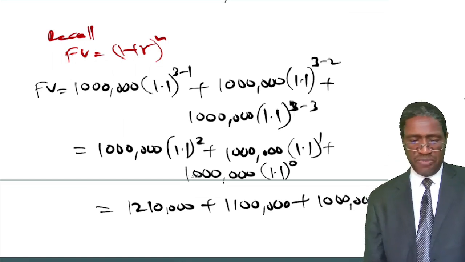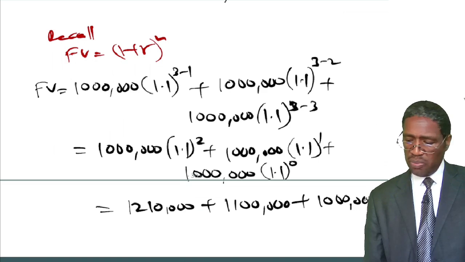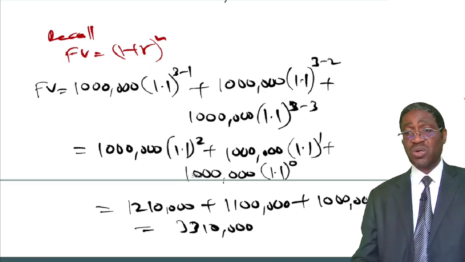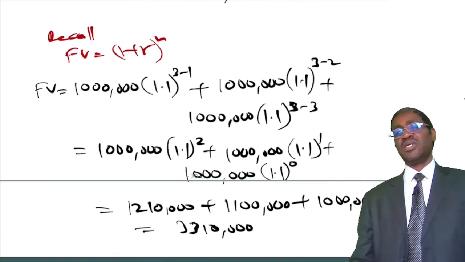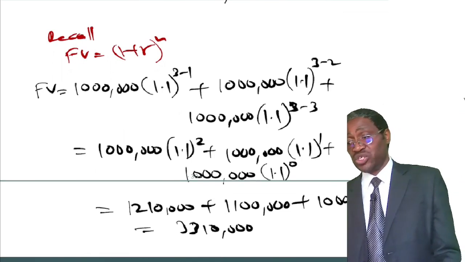Let's add these 3 figures. That is 1210 in year 1 plus 1100 in year 2 plus 1 million in year 3. That comes to 3310. Is it exactly what we got earlier? Yes. I hope you can see my point now, what I was trying to demonstrate.